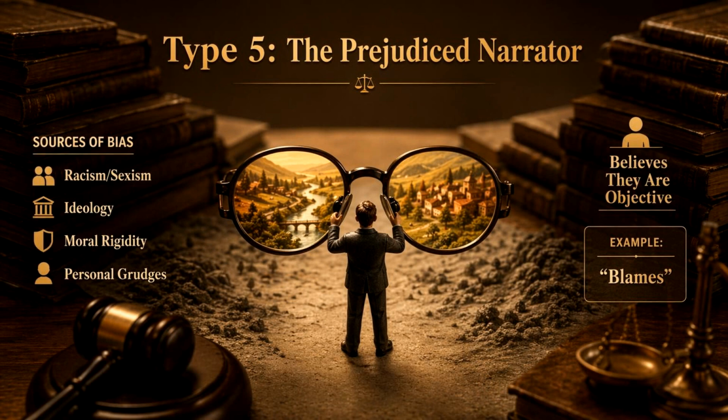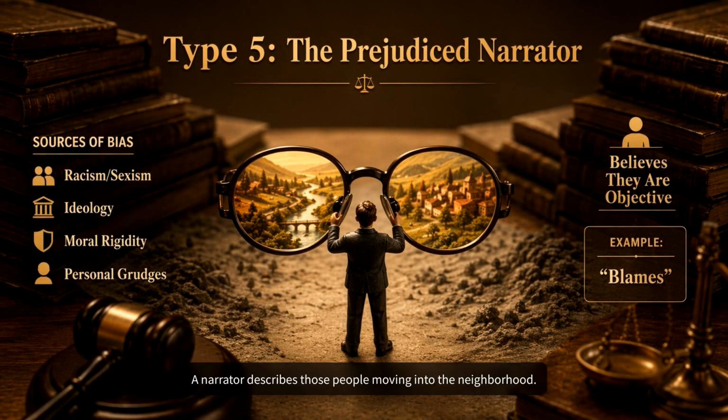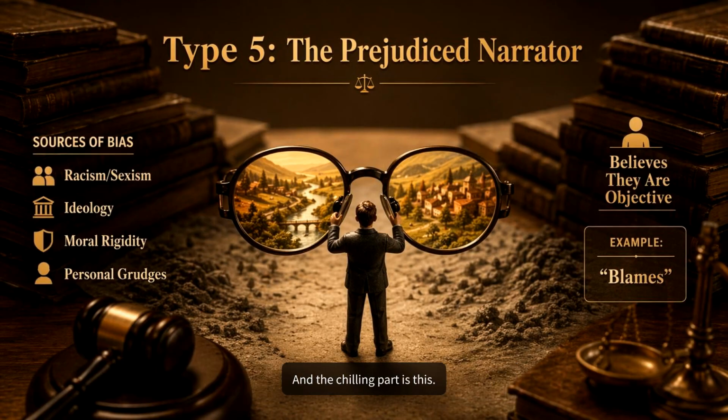Here is an example. A narrator describes those people moving into the neighborhood. They attribute every problem to them. Yet when our kind of people behave in exactly the same way, the narrator describes it with generous interpretations. And the chilling part is this: the narrator genuinely believes they are being objective and fair. The bias is invisible to them, but painfully visible to the reader.